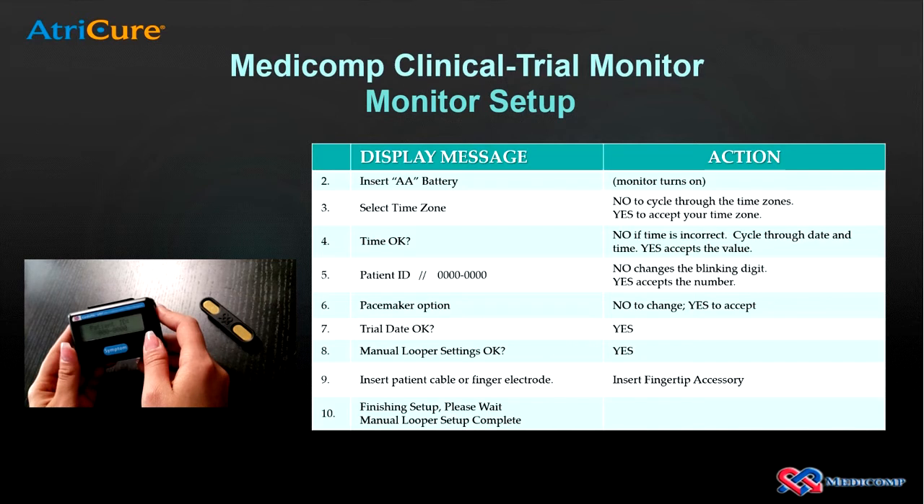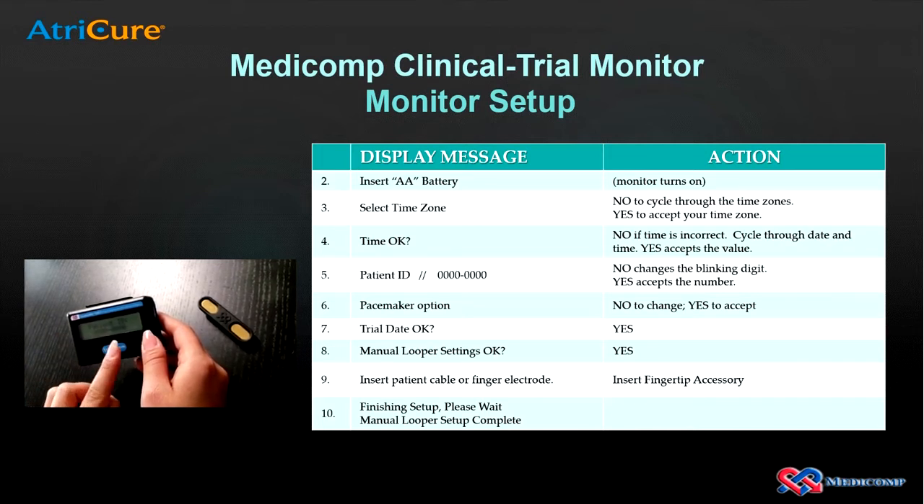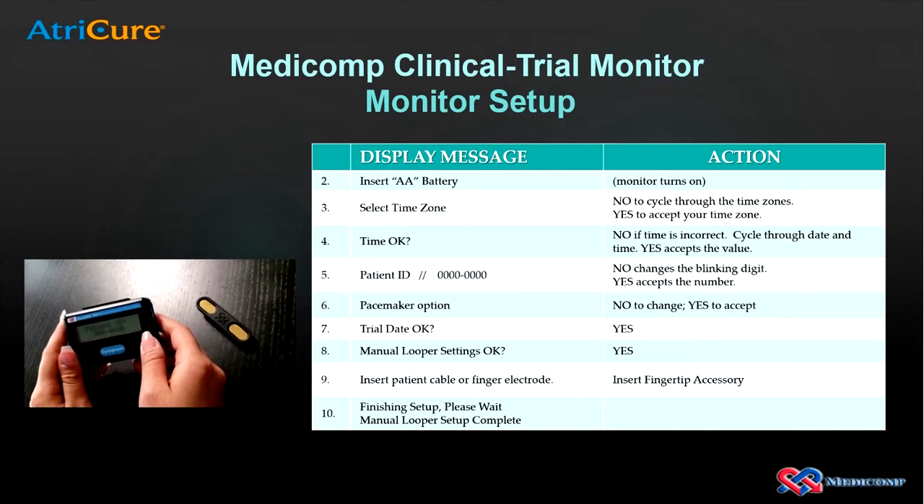The first 4 numbers are your site number, and the second 4 digits are the patient's number in the trial. So for example, if you're at site 0161 and this is patient number 1, you will need to enter 0161 0001. Looking at the monitor, you'll see that the digit on the far left side is blinking. Since this is site 0161, go ahead and press the yes button once to accept the first digit as a 0.